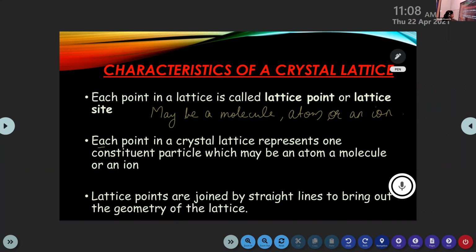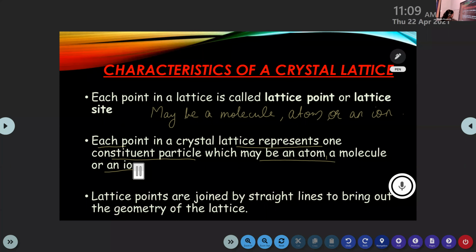That's the second point. Each point in a crystal lattice represents one constituent particle, which may be an atom, a molecule, or an ion. The first point is that this point is known as lattice point or lattice site. And the second point, each point in a crystal lattice, that means this lattice site, represents one constituent particle. Constituent particle means the particle of which that entire substance is made up, right? So the constituent particle may be an atom, sometimes a molecule, or otherwise an ion.